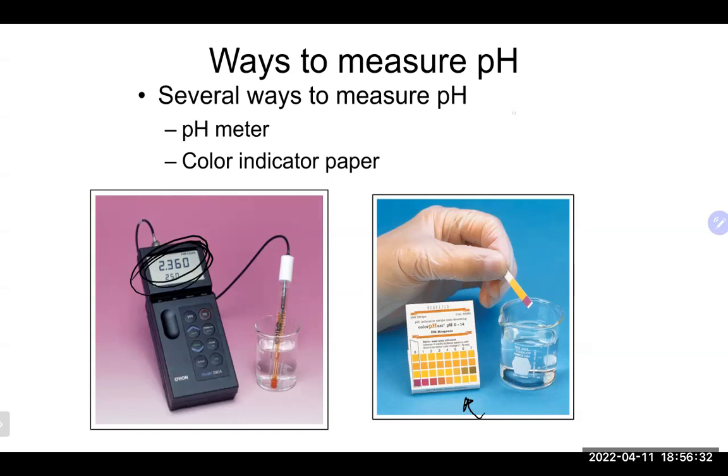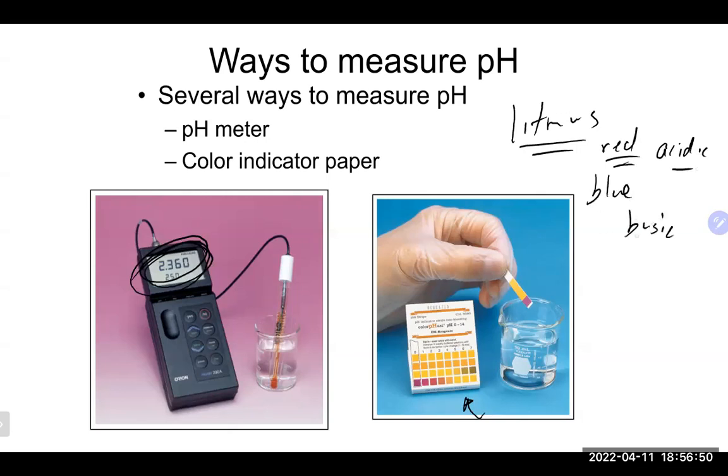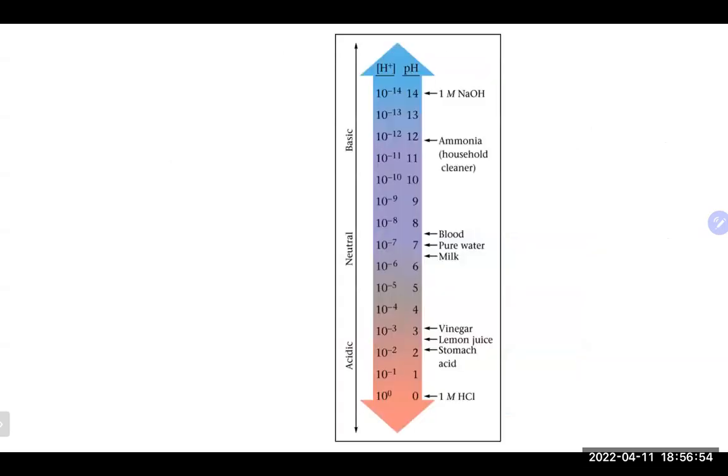Litmus paper doesn't really measure pH, but I think we talked about it earlier. Litmus paper will tell you if it's acidic or basic, and again, will not really tell you the pH. But if the litmus paper turns red, that usually means acidic. If it turns blue, it's basic. And again, you would need something like pH paper to help you determine the actual pH.